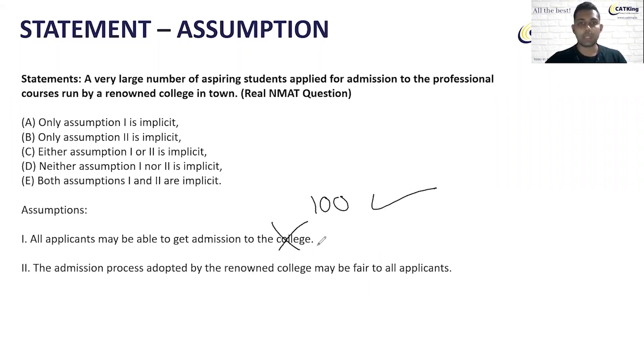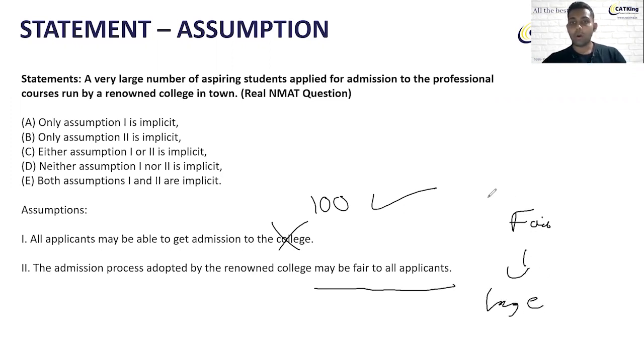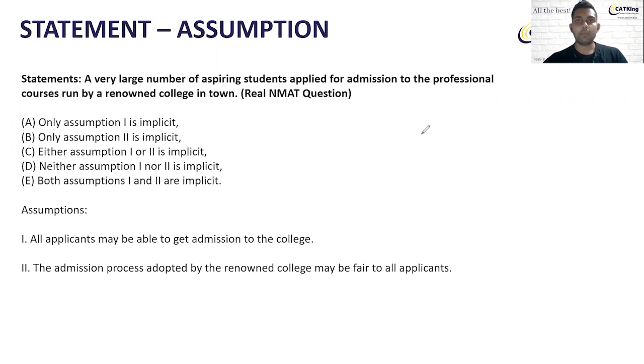Okay, so this is out. The admission process adopted may be fair to all applicants. Because it is a fair process, hence a large number of people have applied. Always, tip number 4 is test your assumption. Because I'm assuming this to be true, that's why we are having this. Over here the cause-effect is not visible directly.